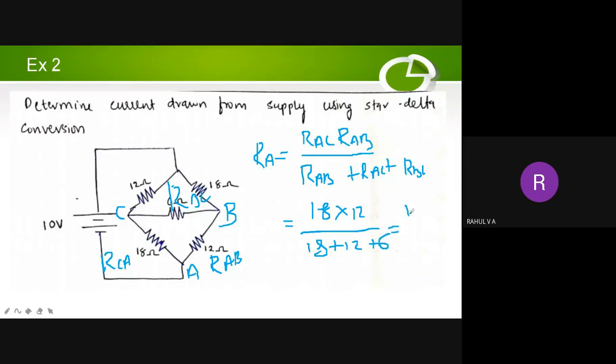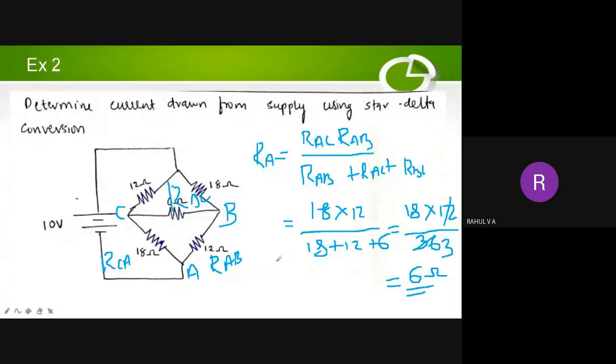Now it is 18. Do not multiply this. 18 into 12 divided by, here how much will you get? You will get 36. So 12 divided by 36 is 1 by 3. 18 divided by 3 is 6. So RA is 6 ohm. Okay, correct. Anugrah, it is the correct answer.